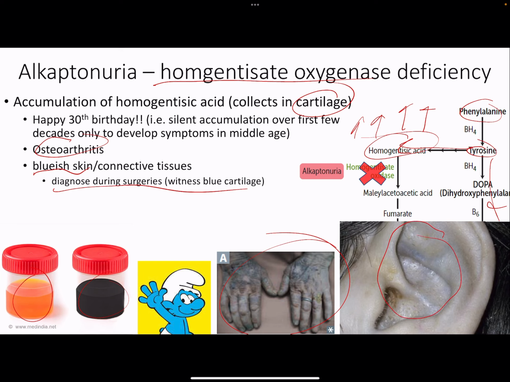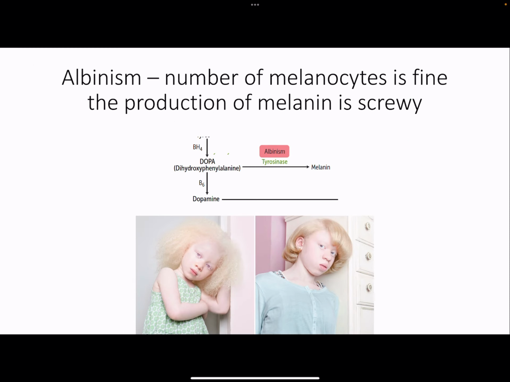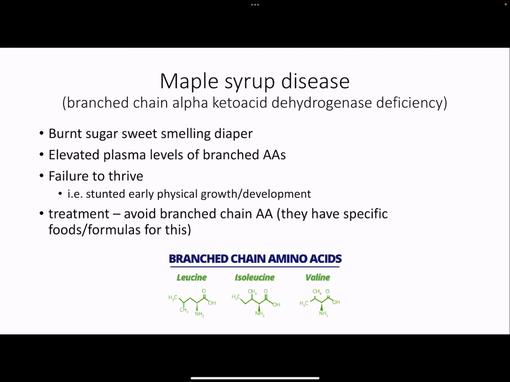As it gets worse, it might be visible from the outside, but you theoretically could catch it in surgery a little bit earlier. Albinism, boom, that doesn't work. So just note that we have the melanocytes, we have enough of them, they're fine. It's the melanin production that's just not working.